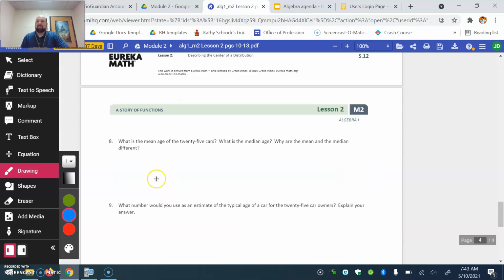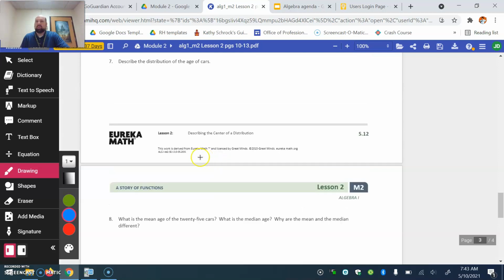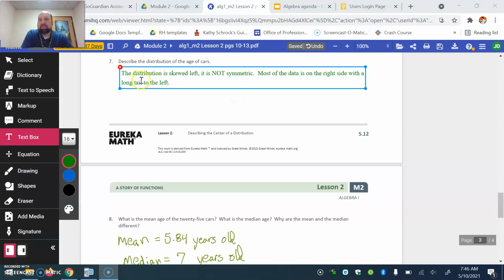But if you go on to 8 and 9, we're going to find the mean and median, and then we'll talk about the question. So I'm going to pause the recording and answer 7, 8, and 9. When we come back, we'll take a look at the answers together. Okay, really quick, let's just take a look at the answers. So for number 7, the distribution is skewed left.